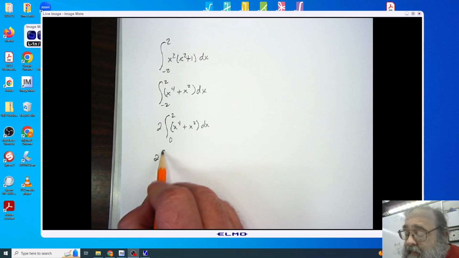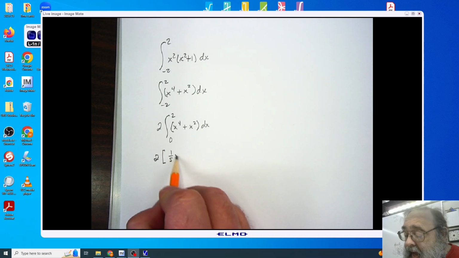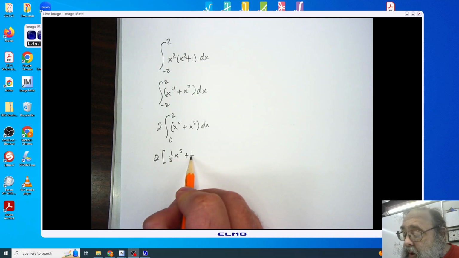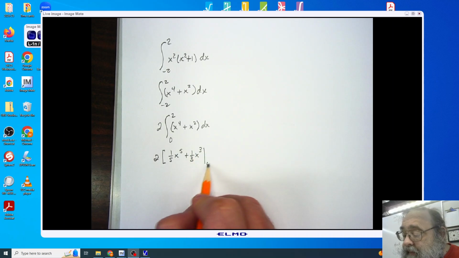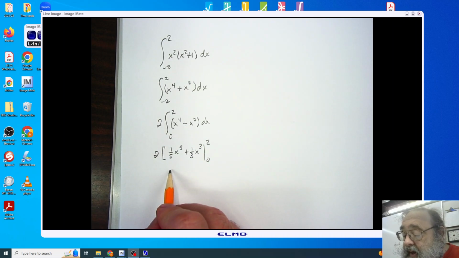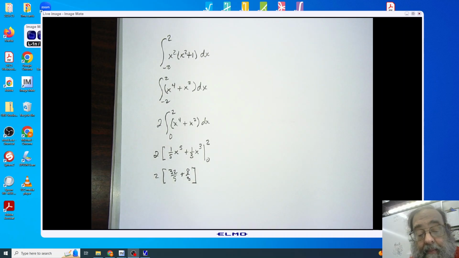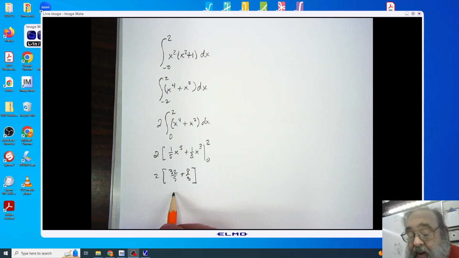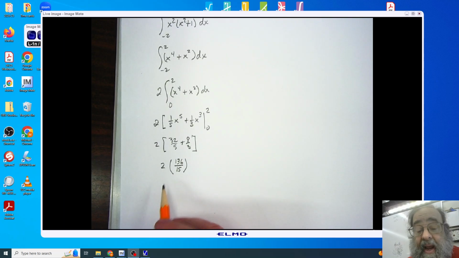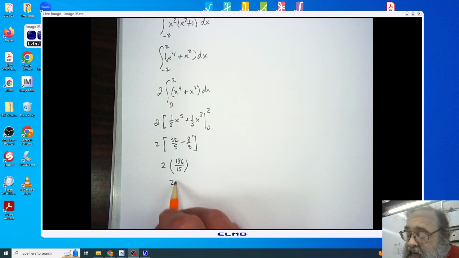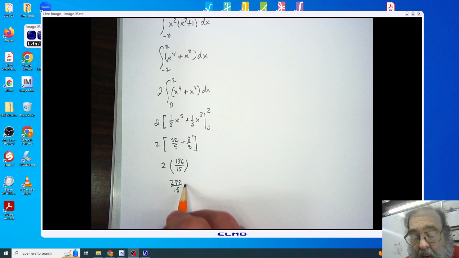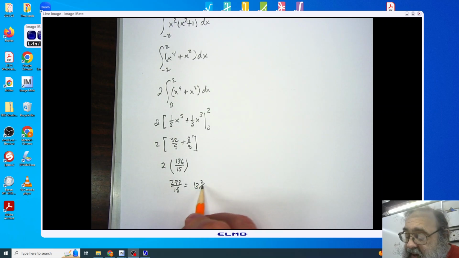So now I'm looking at my integration: 1/5 x to the 5th plus 1/3 x cubed, and I'm going from 0 to 2. This then gives me 32/5 plus 8/3. And then I'm going to find that and double it. When I get my common denominator and add, I get 136/15. Doubled is going to give me the answer that I seek, and that's 272/15, or 18 2/15.